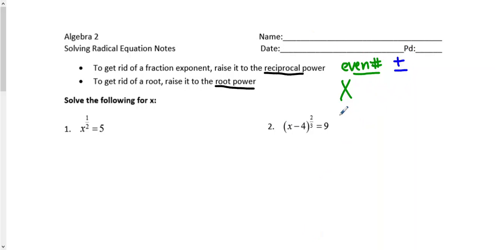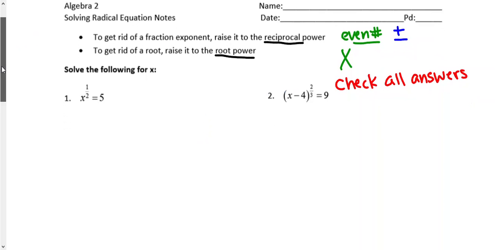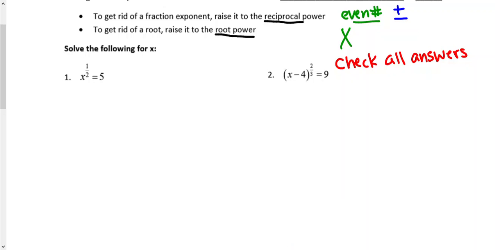Then the second thing that we have to talk about is you have to check all answers. Because sometimes when you plug them back in, it doesn't make sense. All right, so those are two things we need to add. Now let's start looking at examples.